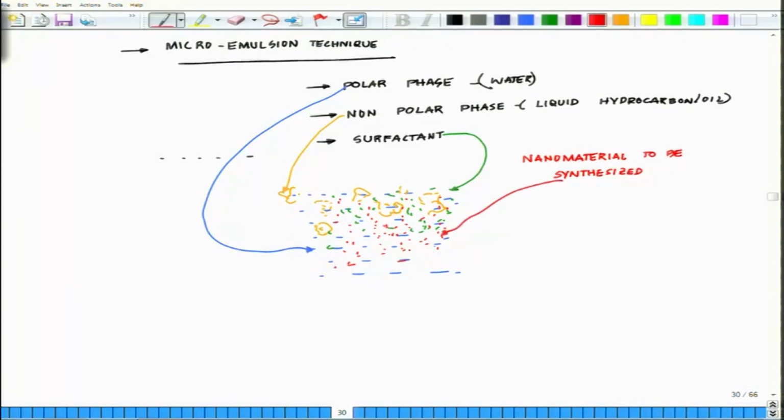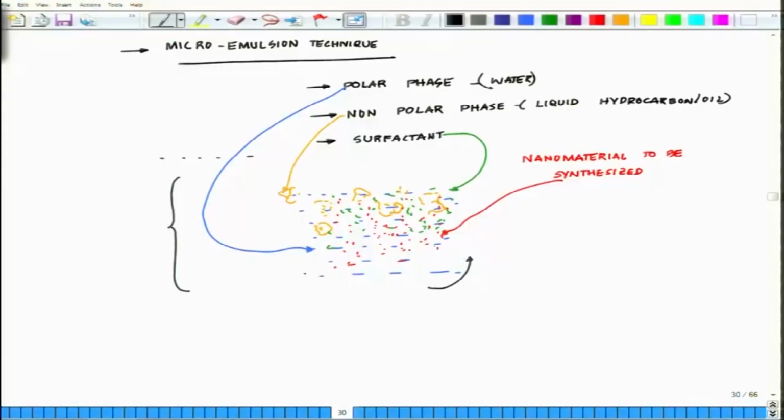Okay. Now, say for example, you take this whole mix and you sonicate it, or you give some kind of force by which it will create an agitation, either by sonication or shaking or something or other. You are creating and agitating the molecules.